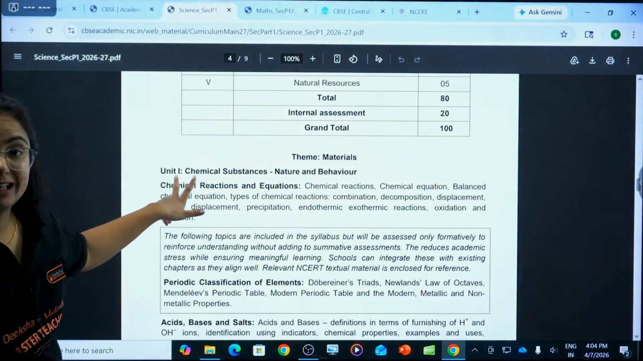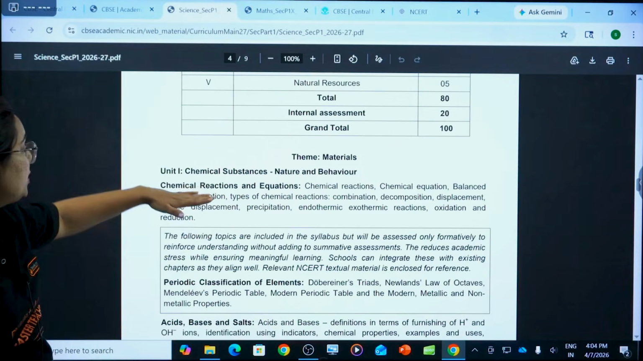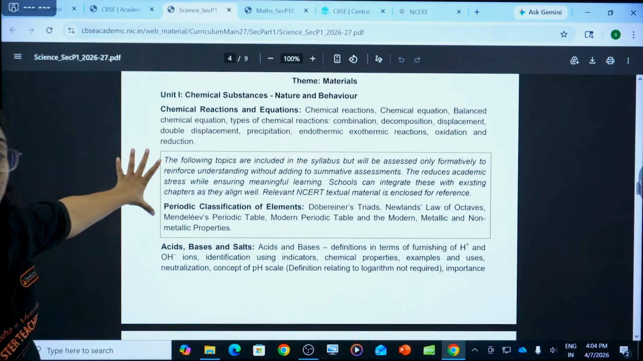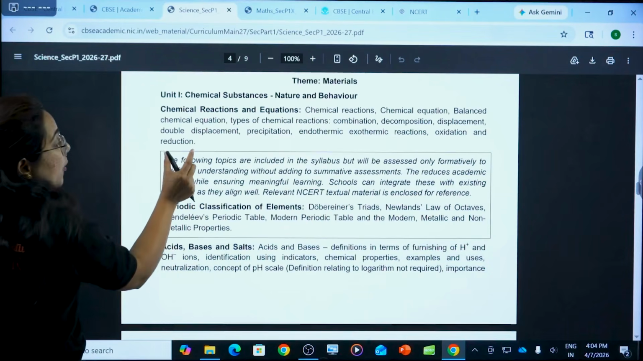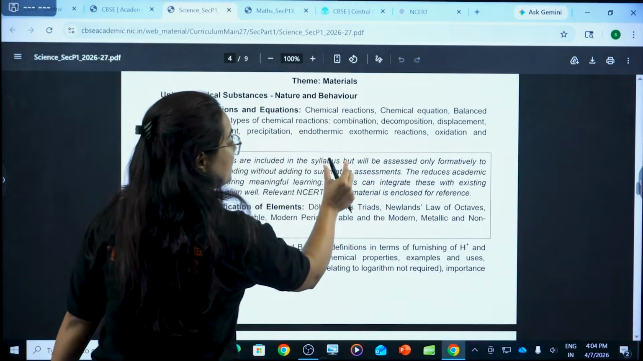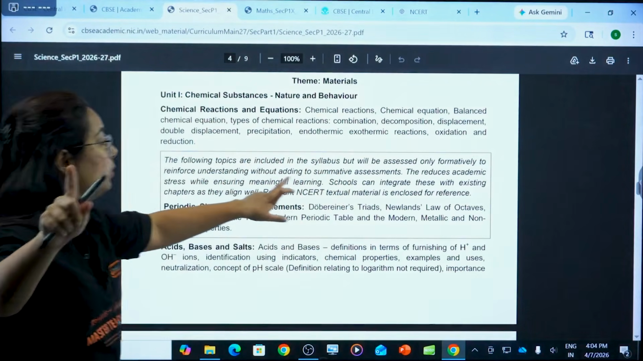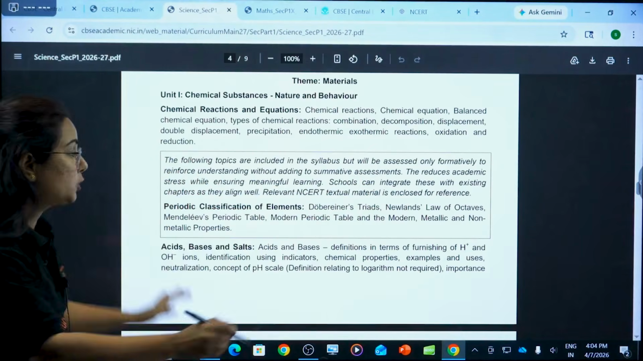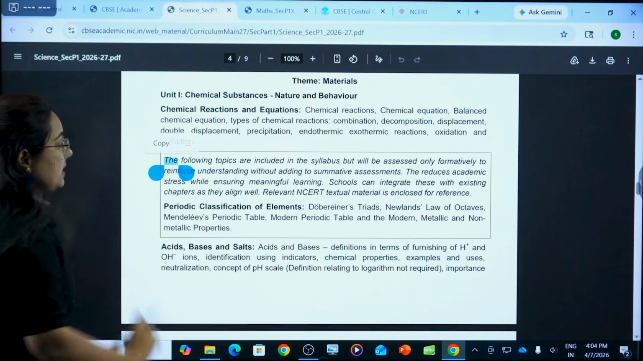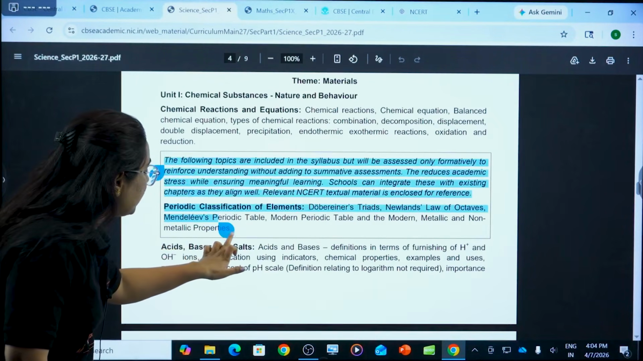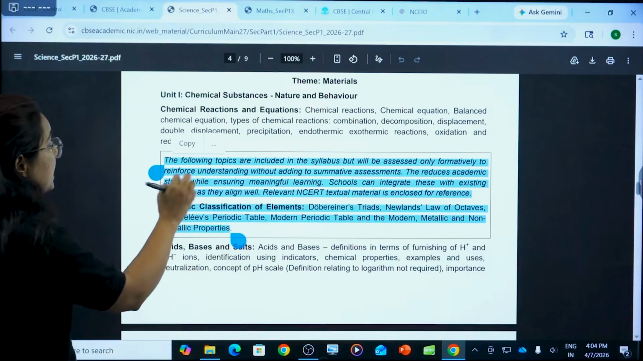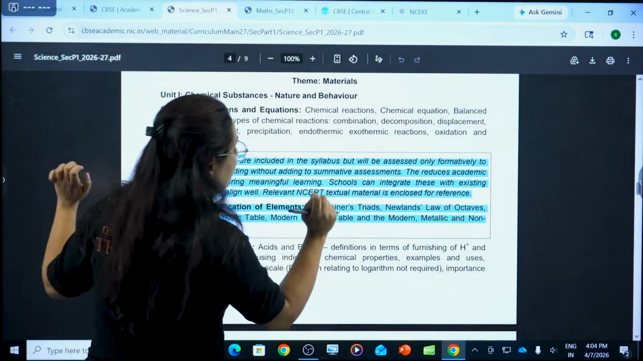From unit 1, that is your chemistry, which includes chemical substances, nature and behavior, they are given the boxes. The boxes say following topics are included in the syllabus but will be assessed only formatively to reinforce understanding. That means the topics that are given in these boxes will not come in your final examination, like periodic classification of elements, right?